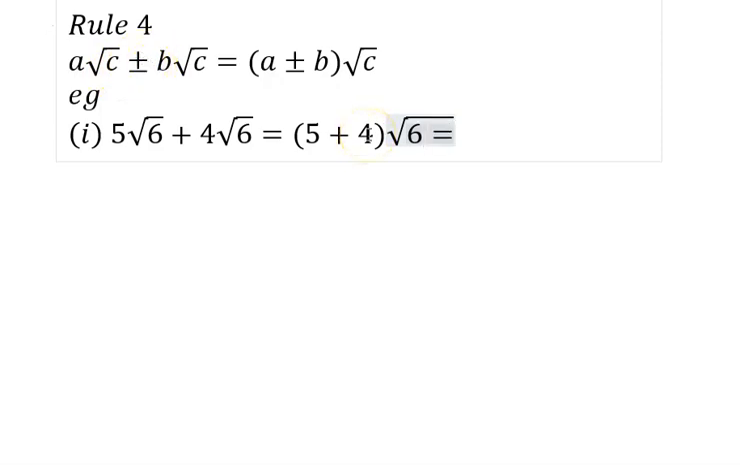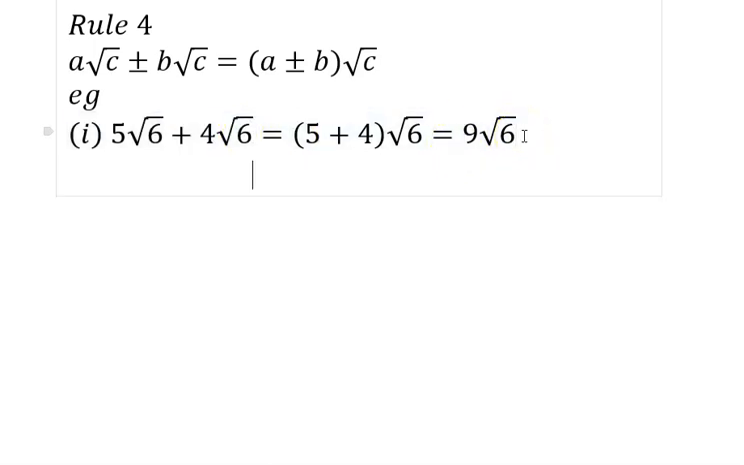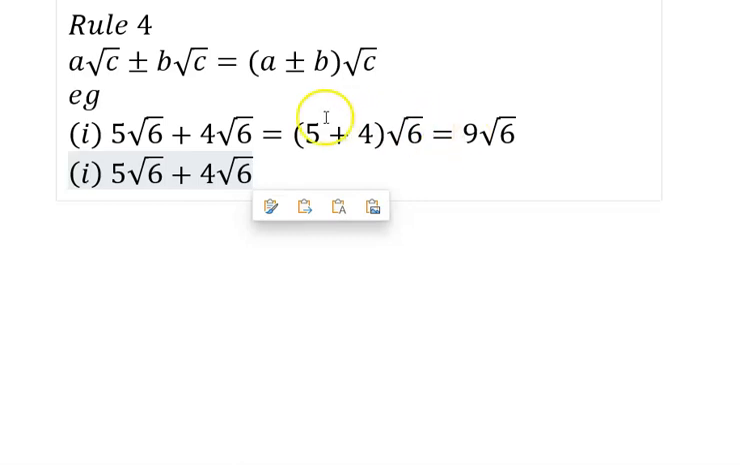It's as easy as that. So if you actually want to solve for that, you just say 5 plus 4 is 9. 9 root 6. So that's your answer. Very easy. So let's take another example. The moment we're able to understand this basic rule, you'll be able to solve any question in SURD.